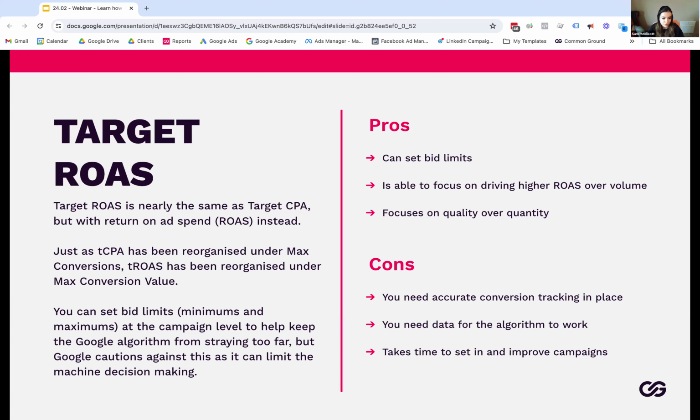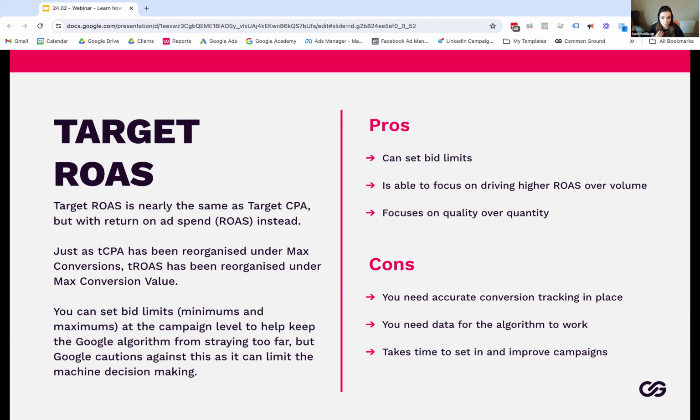So you just got to be careful that you don't be too restrictive and set your maximums too low. With this, it focuses on driving higher volume, higher return on ad spend over volume. So if you've got different services that are, for example, different profitability, this could be something that you can trial.